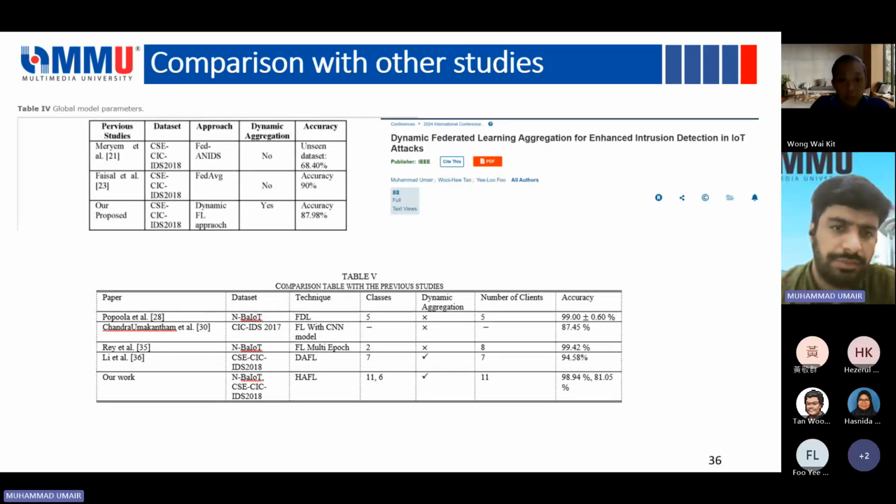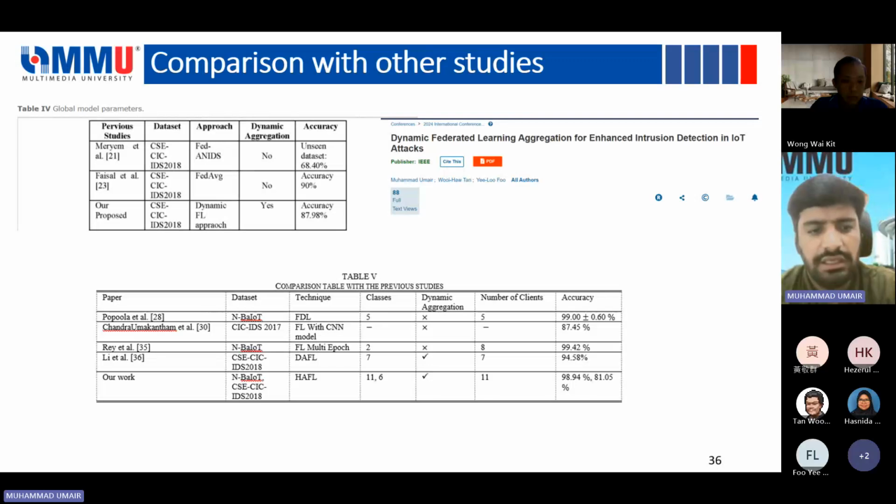So these are the comparisons with the other studies. One of the papers that I have published in one of the conferences, the table shown above shows that overall we achieved an accuracy of 87.98%. We used dynamic aggregation techniques. Faisal et al. however achieved an accuracy of 90%, but it was using Fed averaging techniques and without dynamic aggregation. And then another comparison table has also been given here.